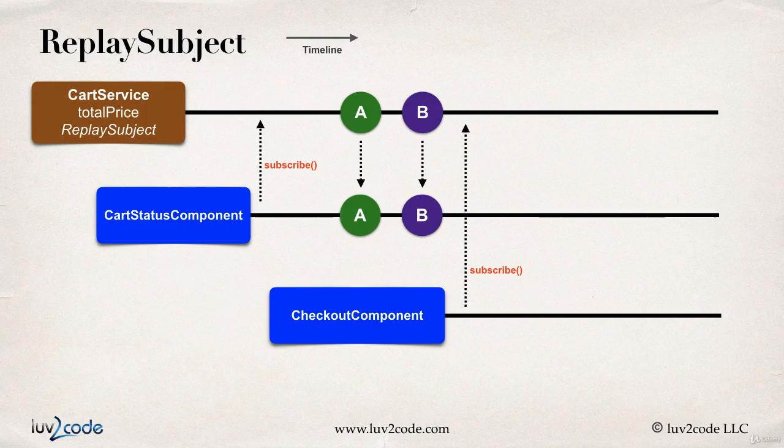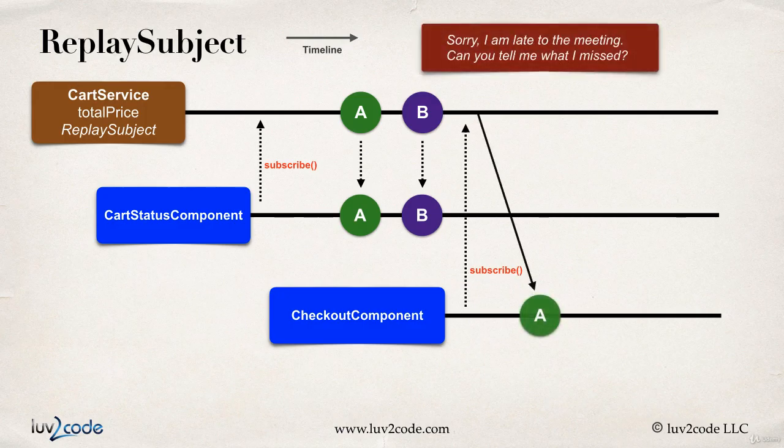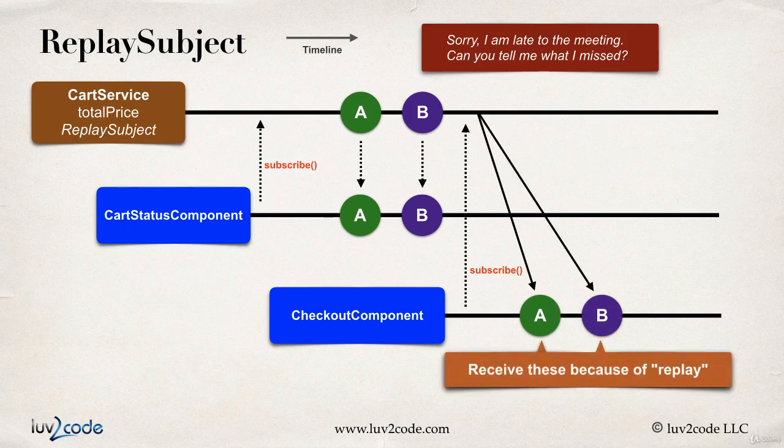And then we have our checkout component, and this checkout component subscribes late, but no worries here. Replay events for new subscribers who join later. So they're going to receive these because of the replay, because this meeting is being recorded. So they'll get those items A-OK. So this will cover the use case if they show up to the meeting late and they need to find out what they missed. And then of course, they'll get all the new events that come online too. That's kind of how the replay subject works and how it's different than the normal subject without replay.